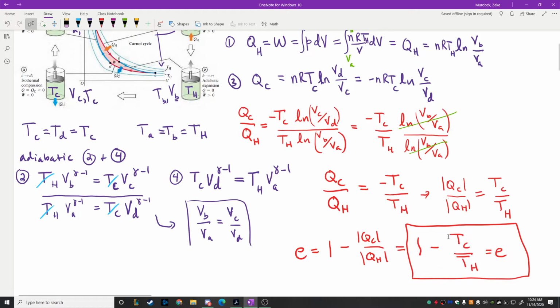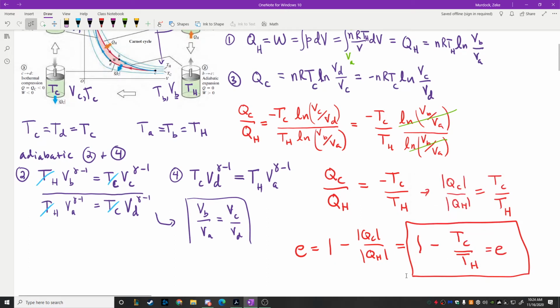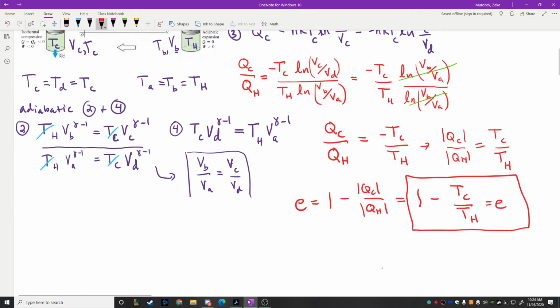Like, let's say that temperature C is like 270 Kelvin and temperature H is 280 Kelvin. What would the efficiency be? Is it going to be big, like 99%? Is it going to be small, like 1%? It would be near zero. Yeah, it'd be really small, right? All right. But in general, what we can say is that no engine can be more efficient than a Carnot engine operating between the same two temperatures.